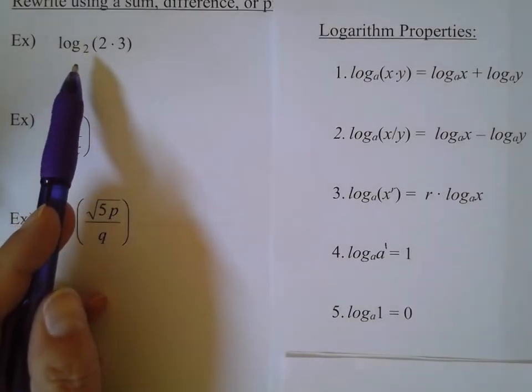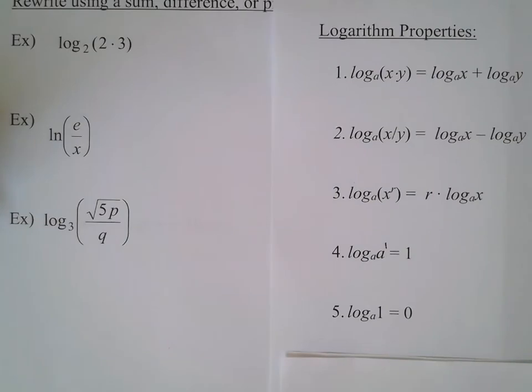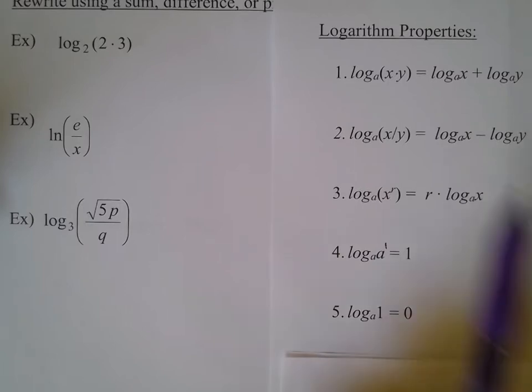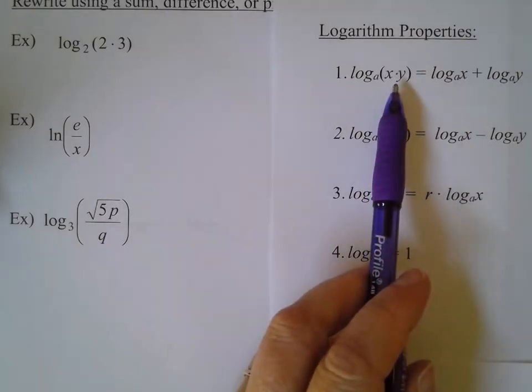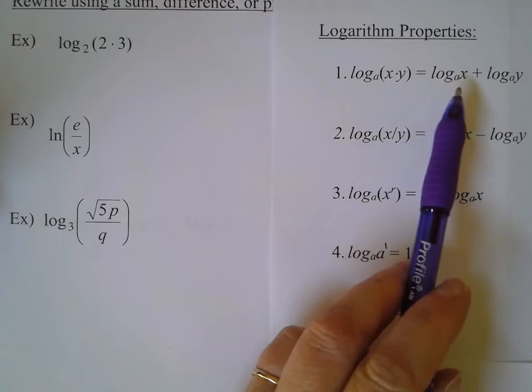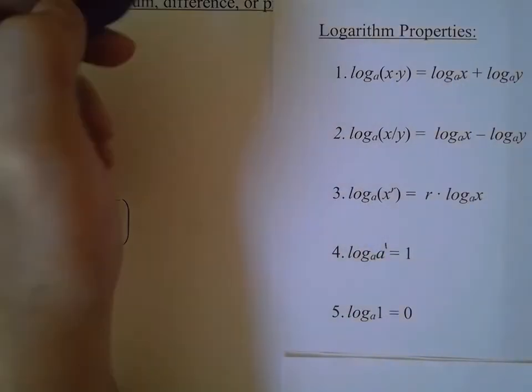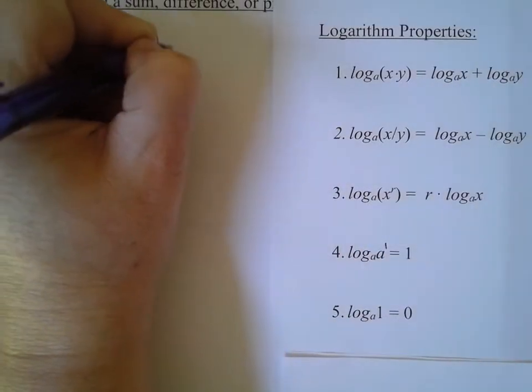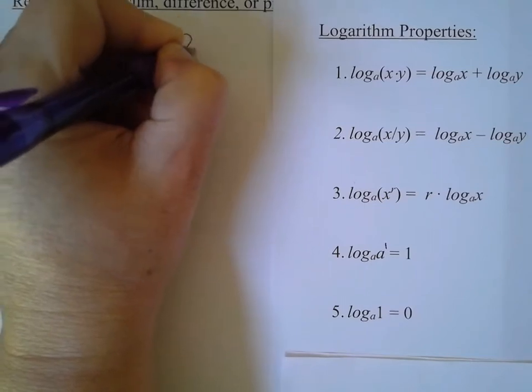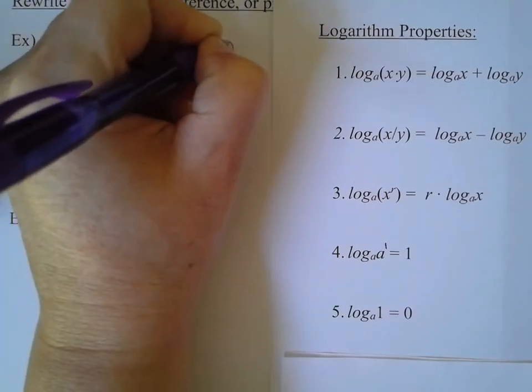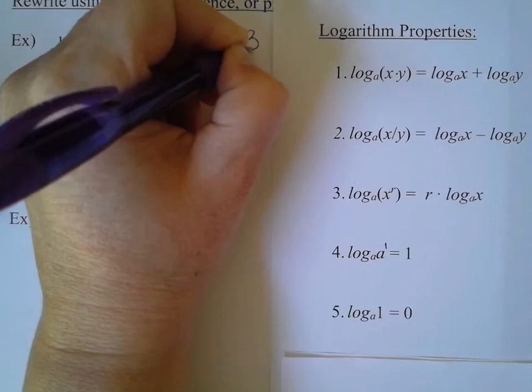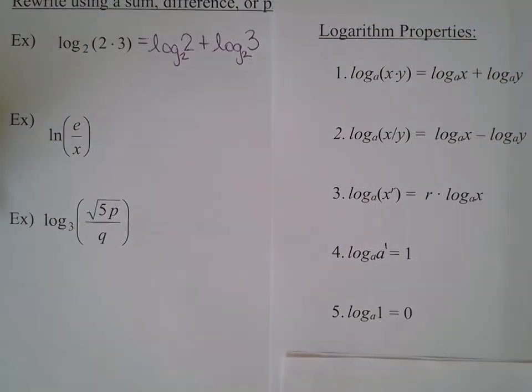We have the log base 2 of 2 times 3. Which property can we use to break this up? It's multiplied, so it's definitely this first property, right? So I can break this up as the log base 2 of 2 plus the log base 2 of 3. Okay, so I've used one property.